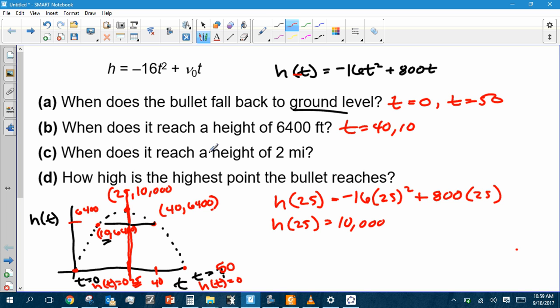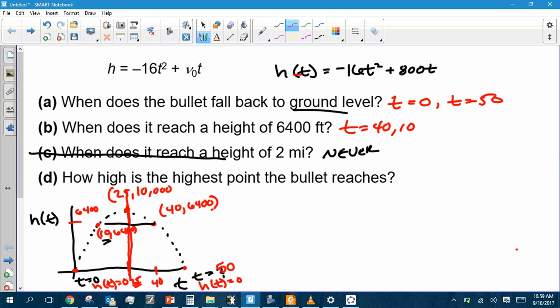Now the question is, part C, when does it reach 2 miles? Well, 2 miles would be 5,280 times 2, which is greater than 10,000. So does this parabola ever reach this black line up here? It never reaches 2 miles, so it never gets there. Now, how would we solve that algebraically? We would say 5,280 times 2 is going to provide you with 10,560, and now that is equal to our position.